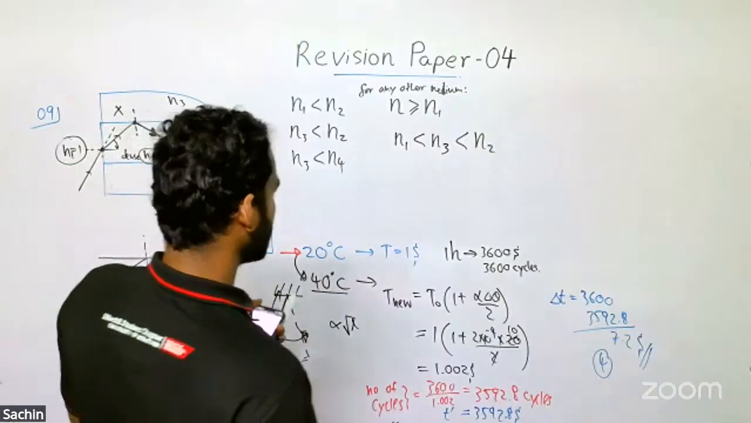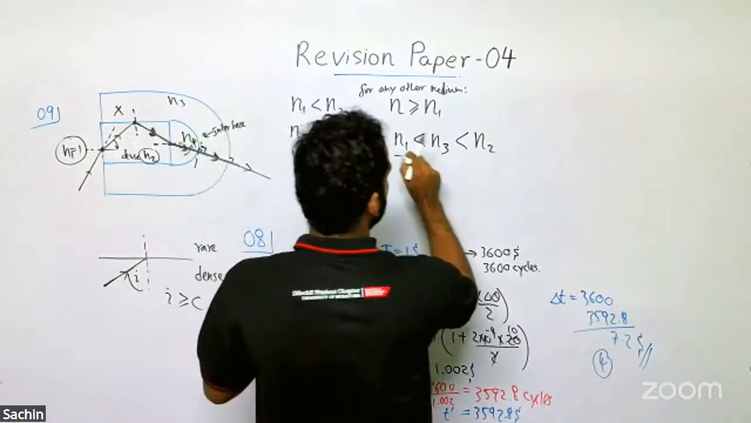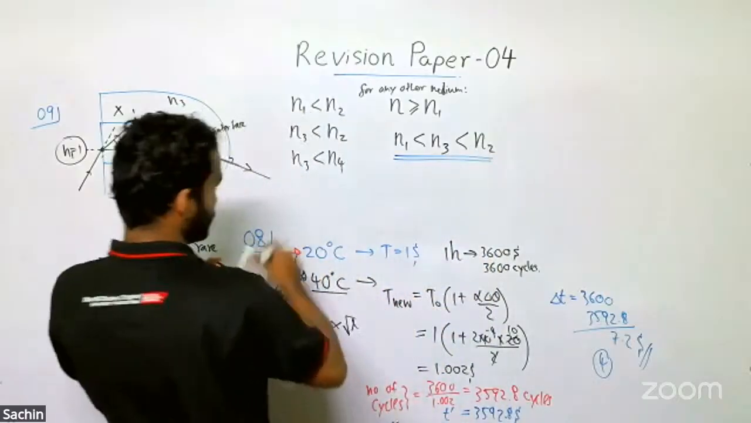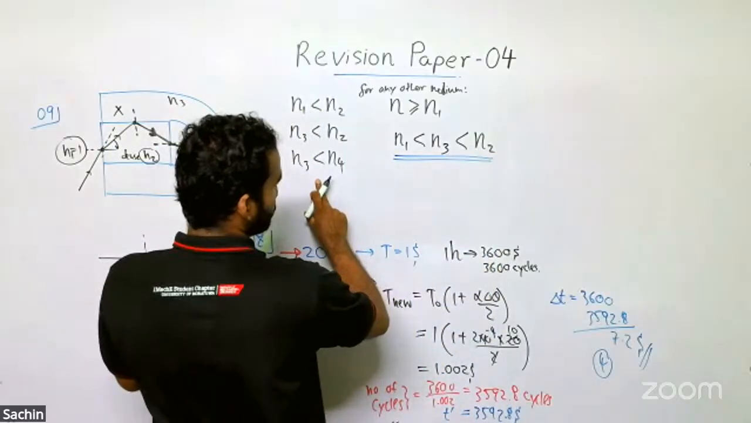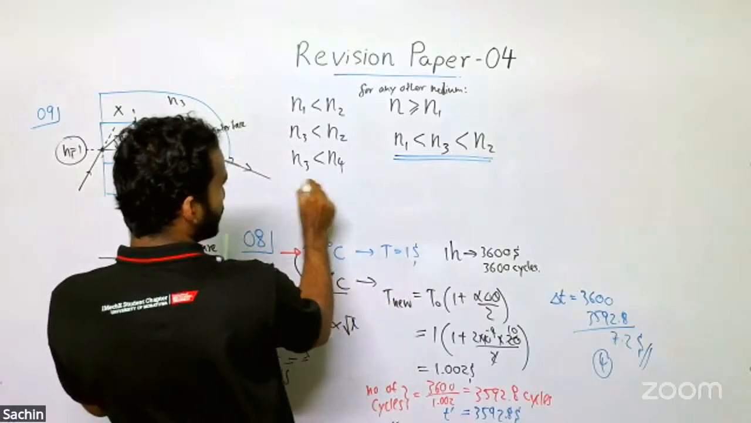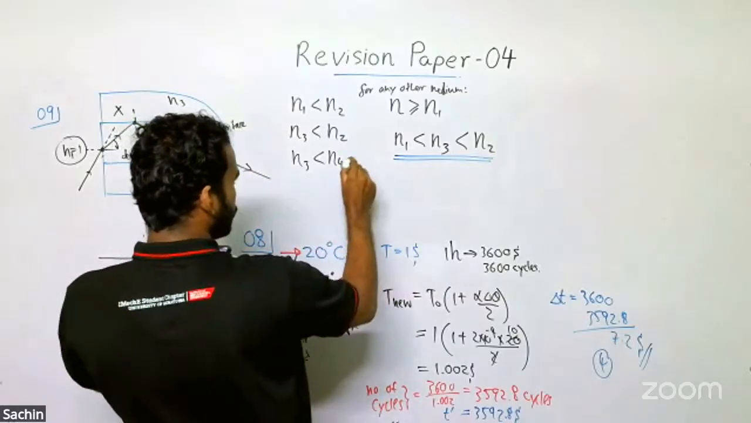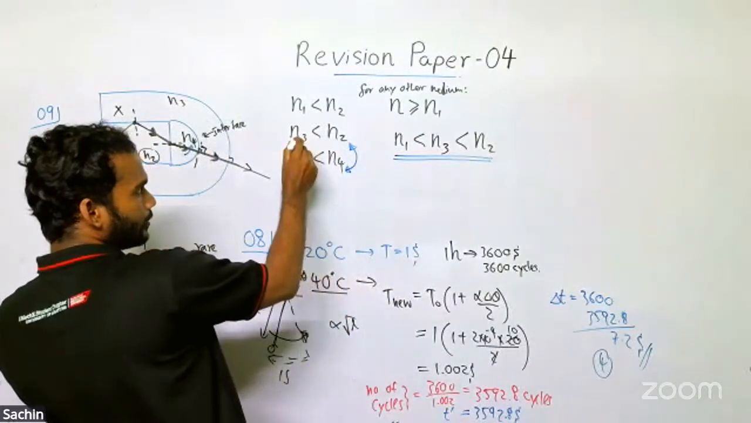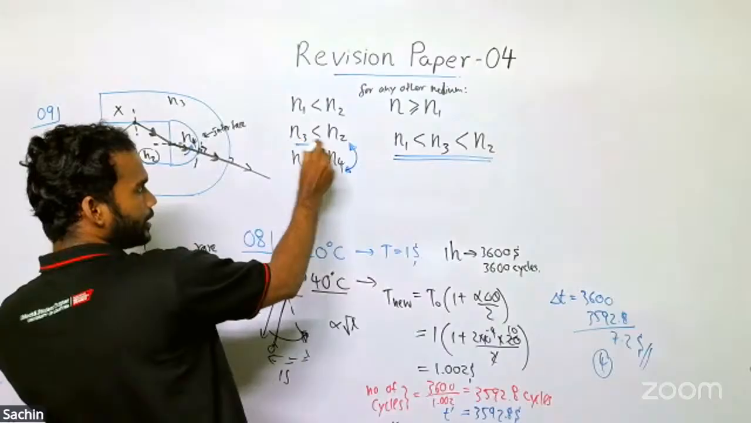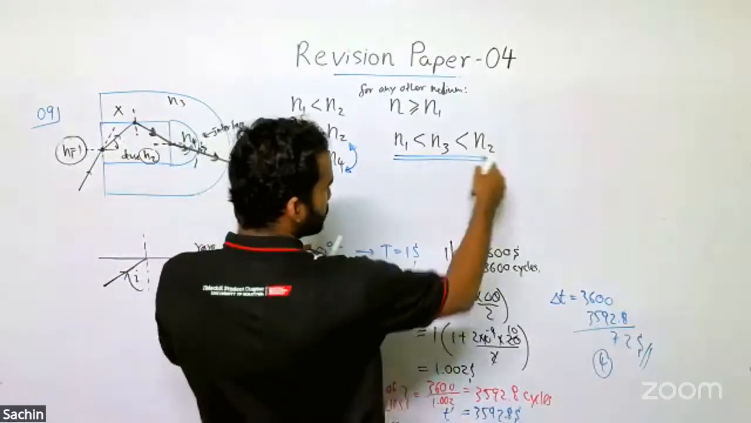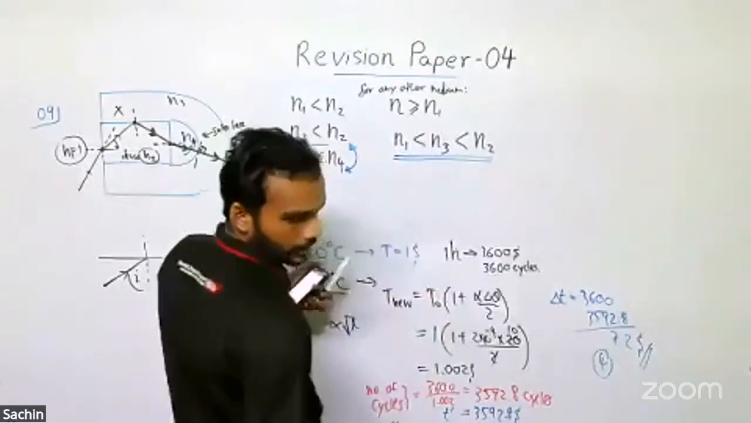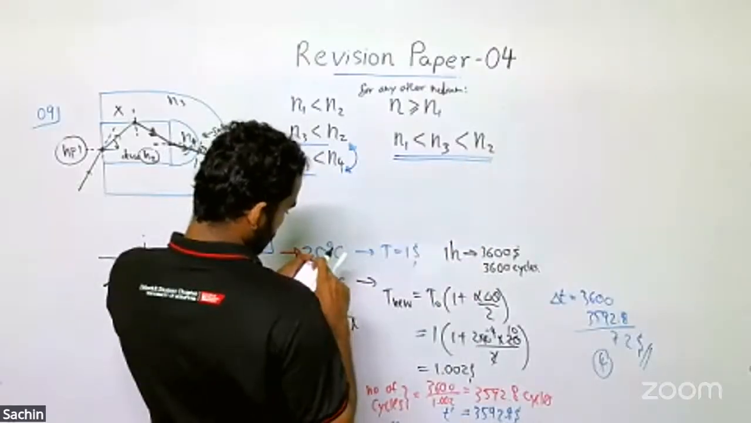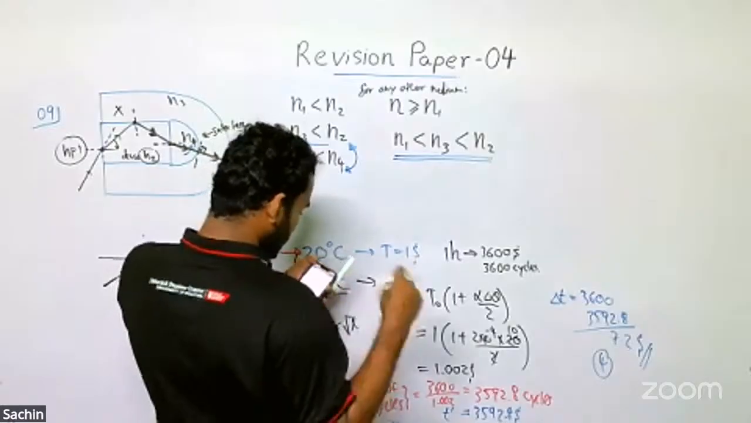Okay, so when we compare these three, we can't compare N4 and N2, because both of these are greater than N3. So we don't know which one comes first, whether it is N4 or N2. Again, that's not a problem.